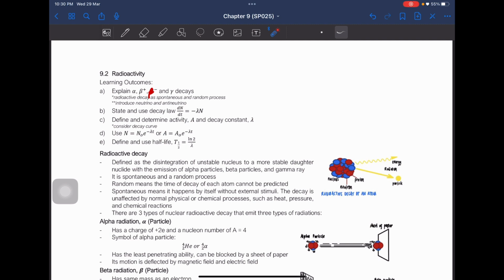In this one, you have to know that radioactive decay is a spontaneous and random process, and introduce the neutrino and antineutrino. Then you have to state and use the decay law, that's the formula there. Define and determine activity and decay constant, consider the decay curve, use these two equations, and define and use half-life. Basically, all of these are calculations.